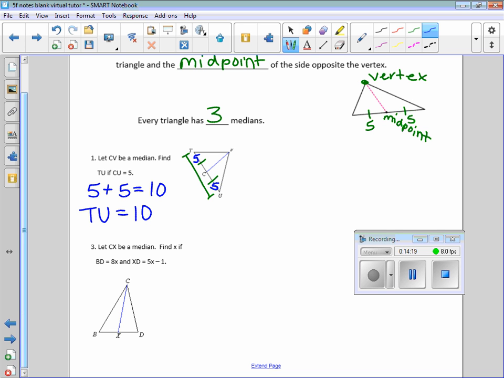In our next example, we have let CX be a median. So I know BX and XD are going to be congruent. They're asking me to find x if BD is 8x. Looking at the figure, BD goes all the way across. That is 8x. And XD is 5x minus 1. So here I'm going to put 5x minus 1. Well, XD and BX are congruent, so that means BX is also 5x minus 1.